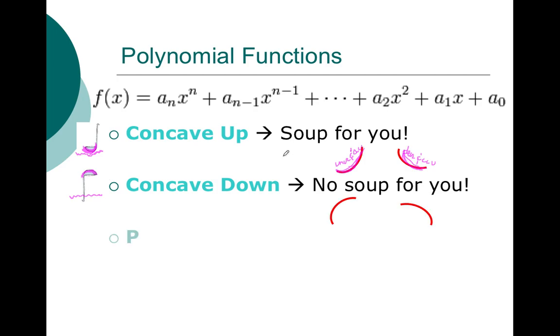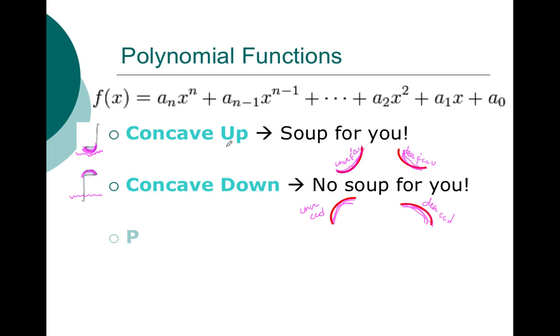On a polynomial, increasing and concave down, decreasing and concave down. To me, that's a soup spoon the wrong way. Soup spoon the wrong way.